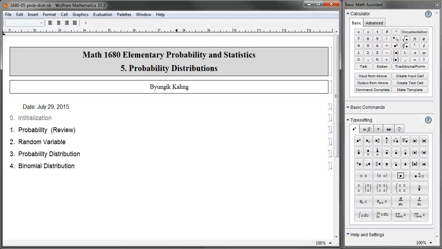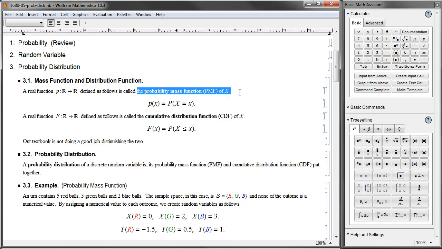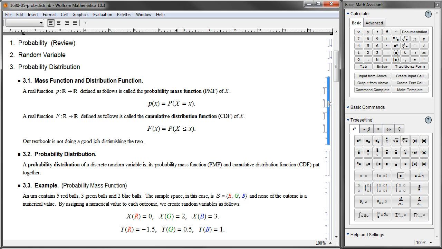Let's resume 5.2, probability distribution. Please recall that we did a bit of cheating. Instead of trying to define what is so-called a probability distribution, we did something awkward. We are trying to establish these two concepts, probability mass function, which we did in the previous video, and the cumulative distribution function, which we will do in this video, and then put those two together, and that's what we are going to refer to as the probability distribution of a discrete random variable.